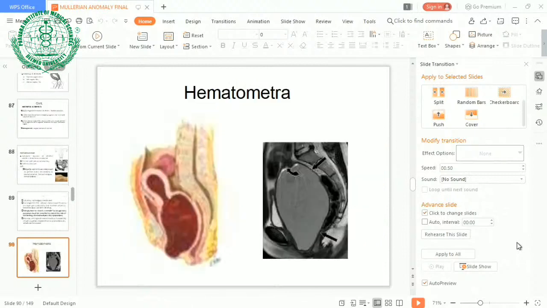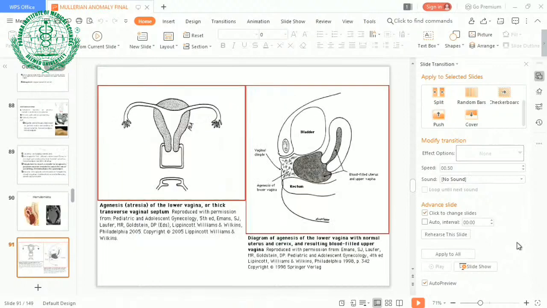So this is how the hematometra looks. This is the atresia in the lower vagina.